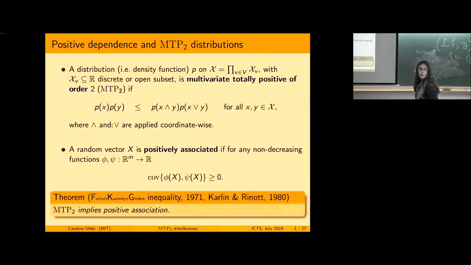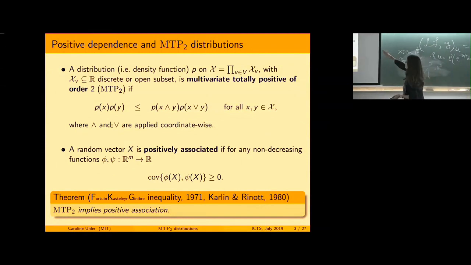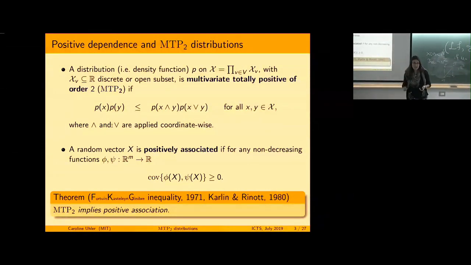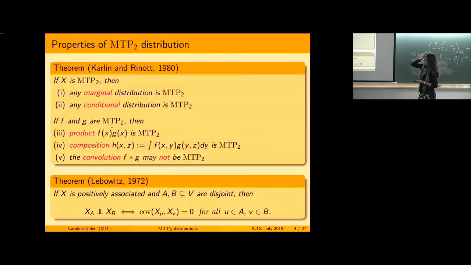The generic properties, do they need that this is a subset of R or any total order space or something? Totally ordered, exactly, that's all I need. I need to be able to define min and max. Yeah, and so you can actually define this very generally. So I don't need RD. Okay, so that's the definition of MTP2.